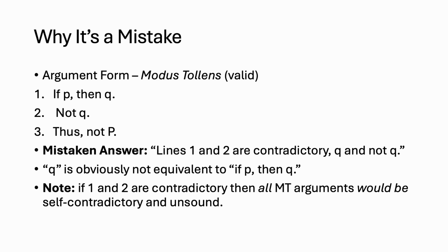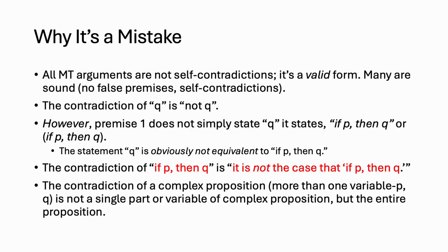Q is the negation of not Q or vice versa. But notice that line 1 does not say Q. It says if P then Q, right? So 1 and 2 is not where the contradiction lies. It's not a contradiction between the consequent in line 1 and the second premise. Line 1 does not just have a consequent. It's got a whole conditional statement there. So again, all modus tollens arguments are not self-contradictions.